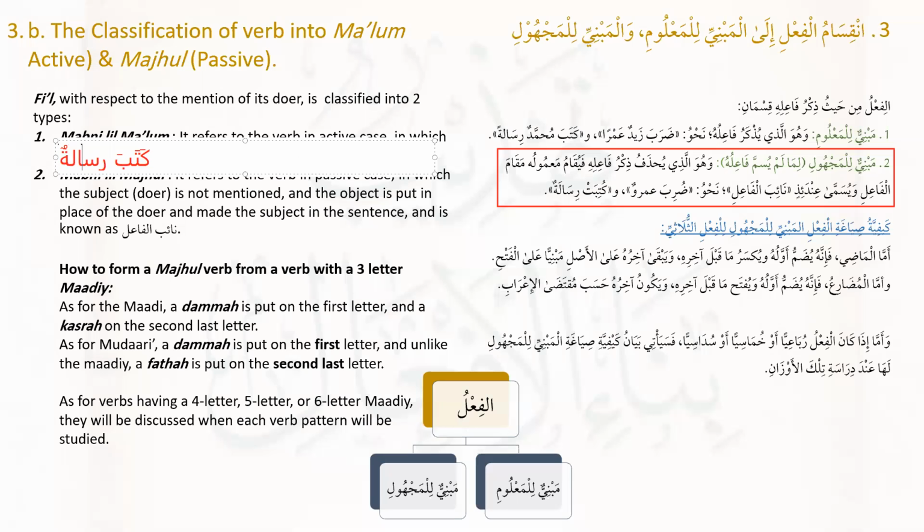Now, if they make it marfu' and they leave the fi'l in its original state, then it would be as if the letter wrote itself, or the letter wrote something. So now they want to attribute the fi'l to the object, but at the same time they don't want to confuse the listener. So here we need to make clear that even though a fi'l, a verb, is being attributed to the object, it's not the real doer. Rather, the doer is majhul. He is not known, or he has not been mentioned.